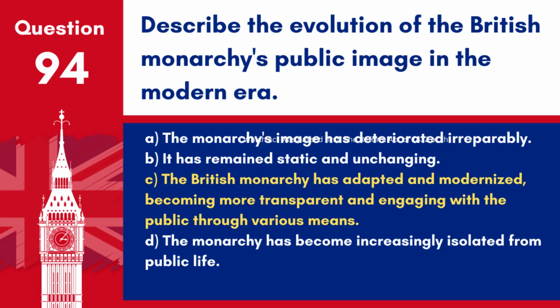Answer C. The British monarchy has adapted and modernized, becoming more transparent and engaging with the public through various means. In the modern era, the British monarchy has worked to maintain its relevance and improve its public image by engaging more with the public, participating in charitable activities, and utilizing media and public events to connect with people in the UK and around the world.